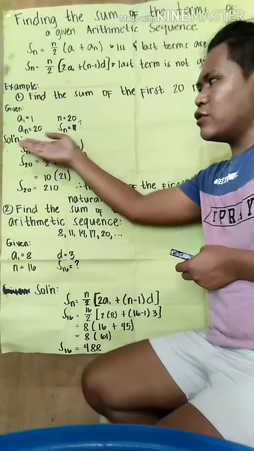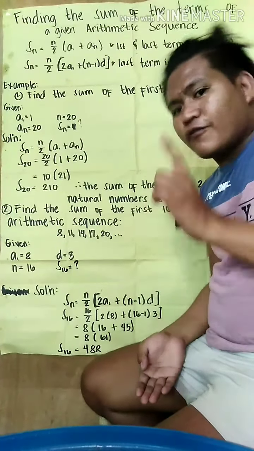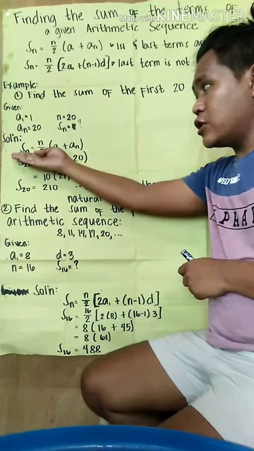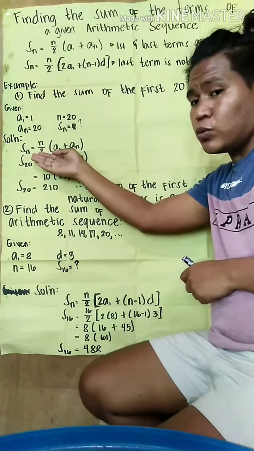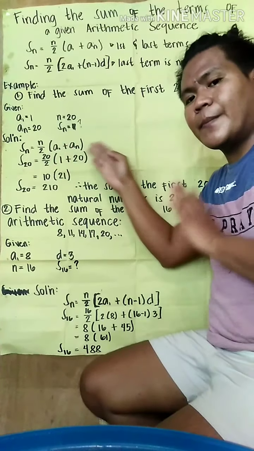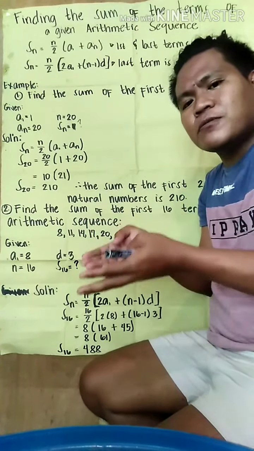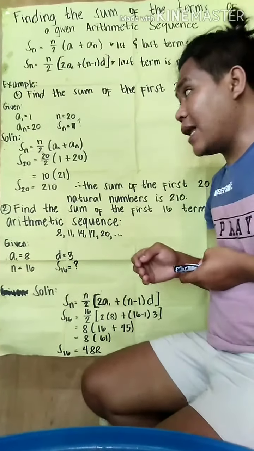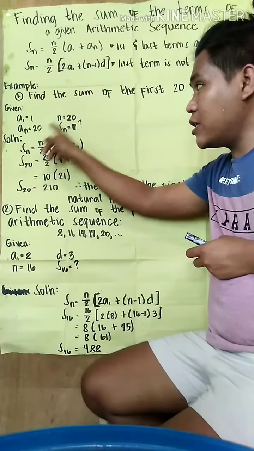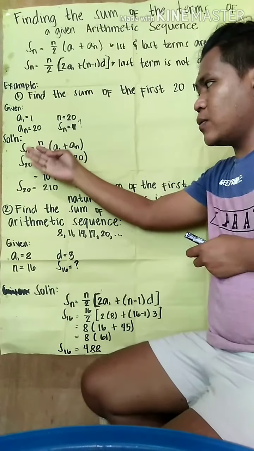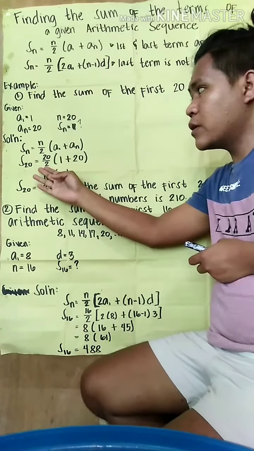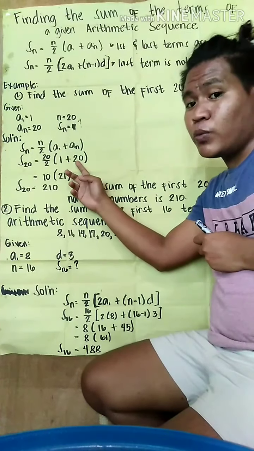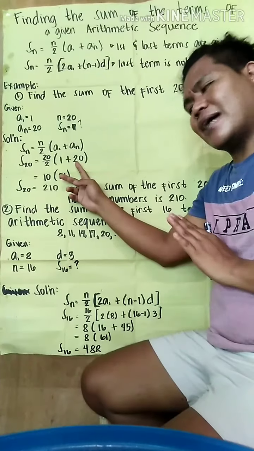So we have the solution. Since our first term and the last term are given, we will use the first formula. S sub n is equal to n over 2 multiplied by a sub 1 plus a sub n. Just substitute our given to our formula. So n is equal to 20, so n over 2, or 20 over 2, times the first term, which is 1, plus the last term, which is 20. And then simplify our answer.